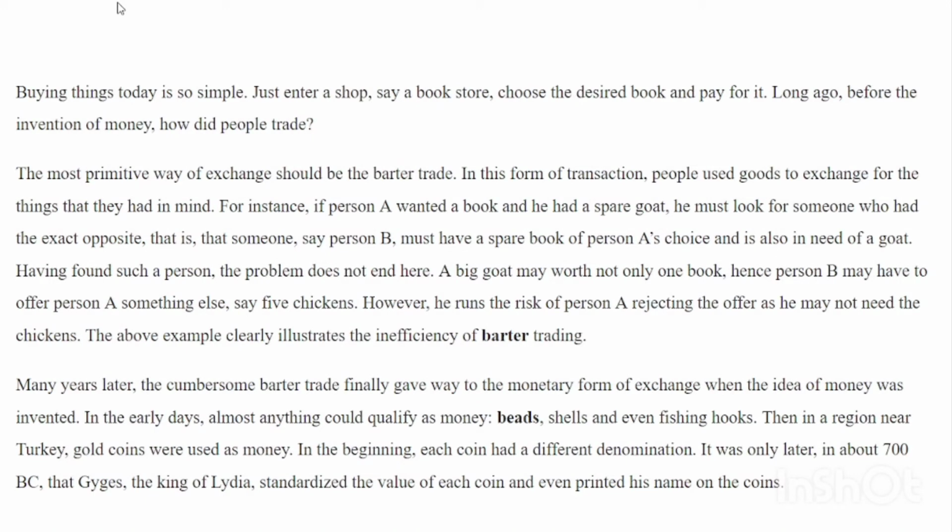Just enter a shop, say a bookstore, choose the desired book and pay for it. Long ago, before the invention of money, how did people trade? So reading the first paragraph, you can see that it's going to talk about the history of buying things, right? It seems that this paragraph is all about purchasing, what money was like, buying, and all those things.